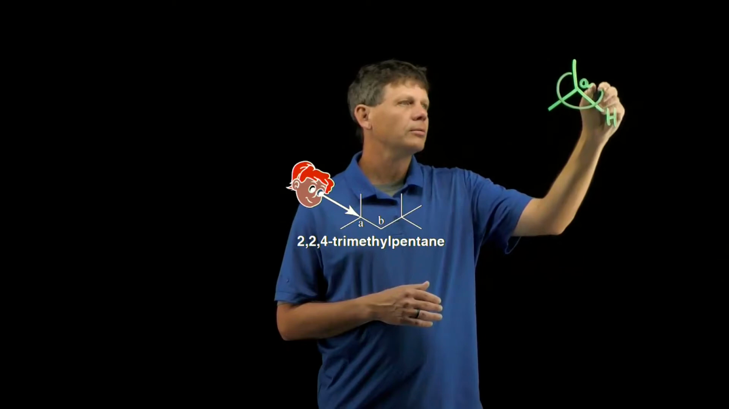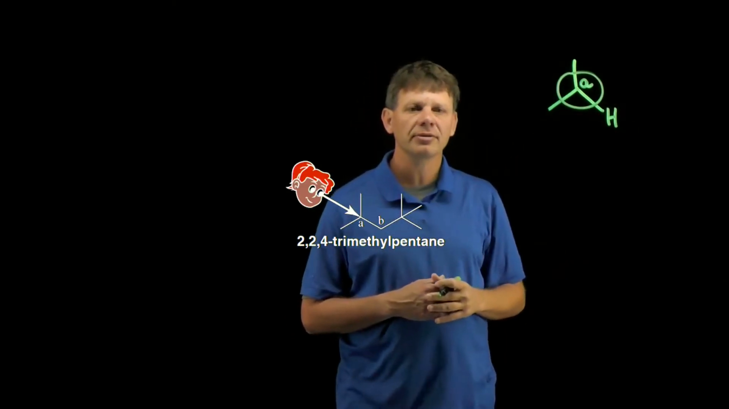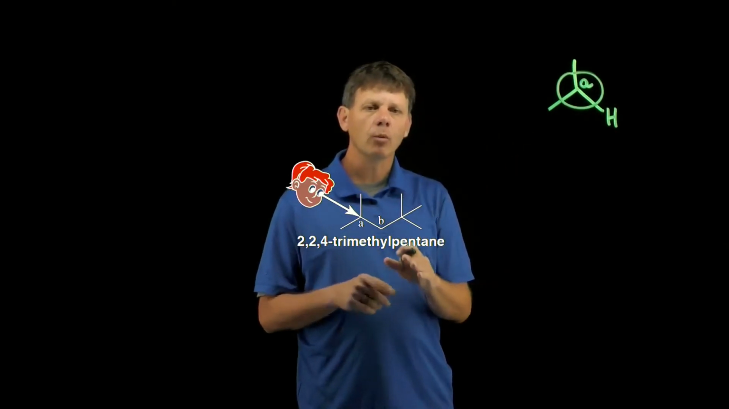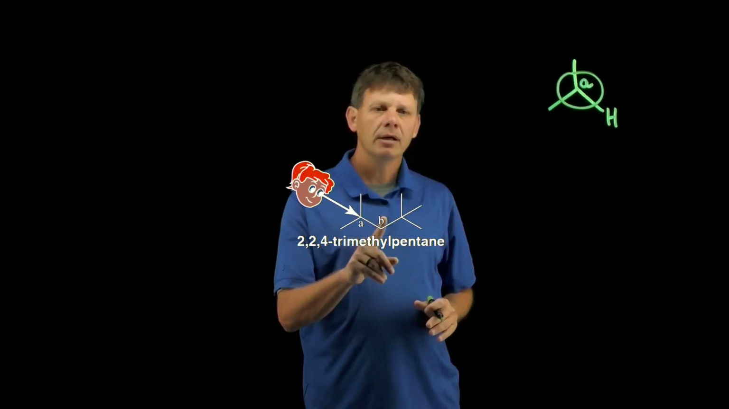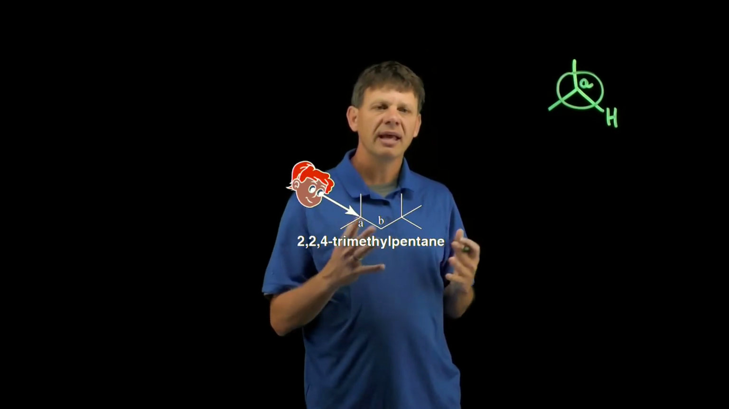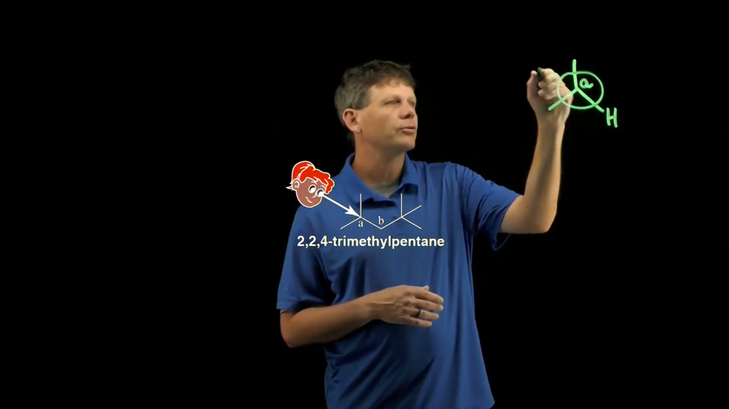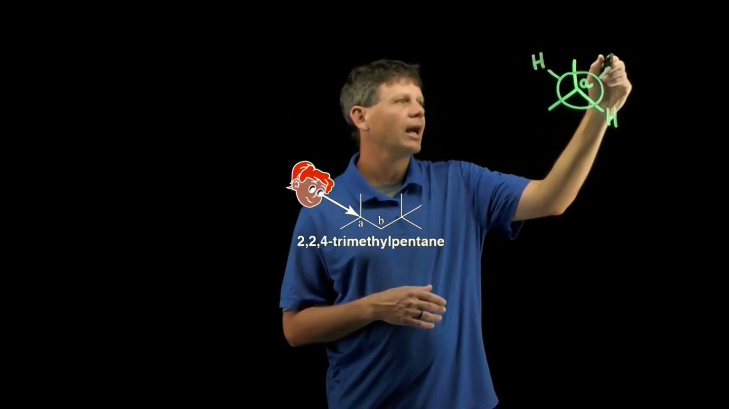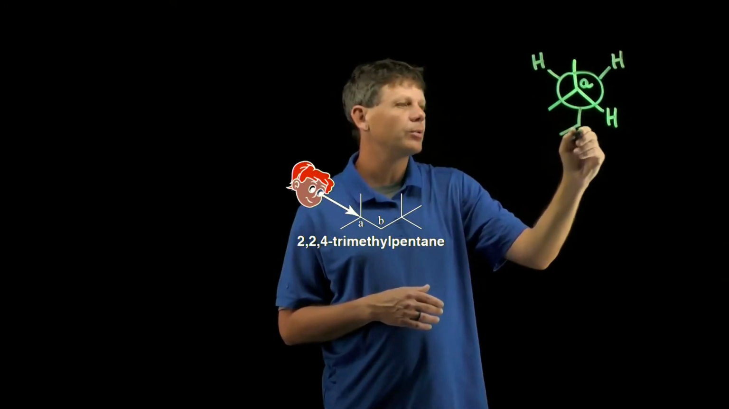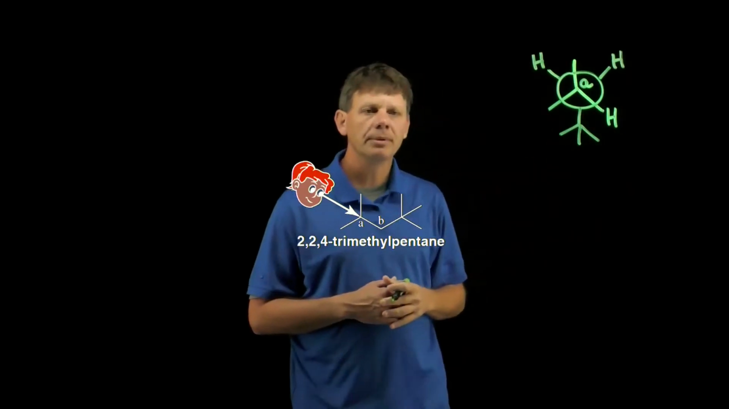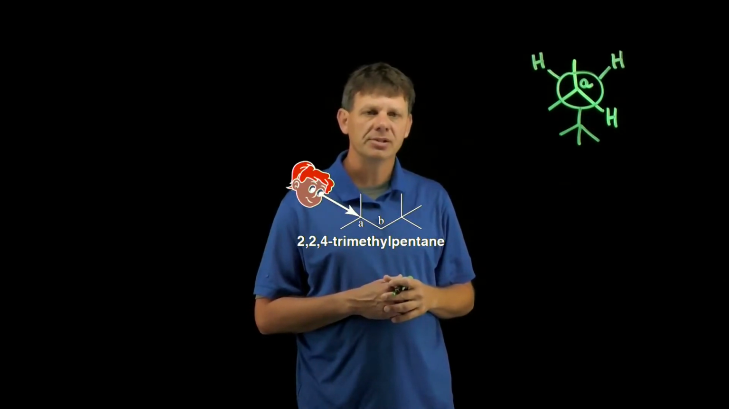We'll draw our circle. Behind that circle is carbon B. If you look at what's attached at carbon B, it has two hydrogens and a tert-butyl group. So we can draw a hydrogen, and a tert-butyl group. That will be our first Newman projection.